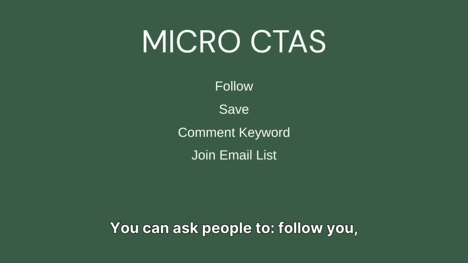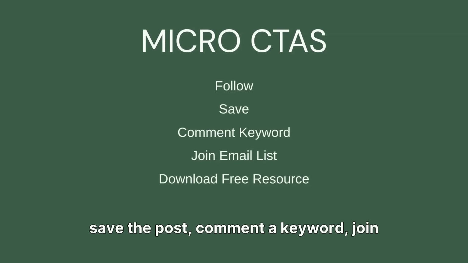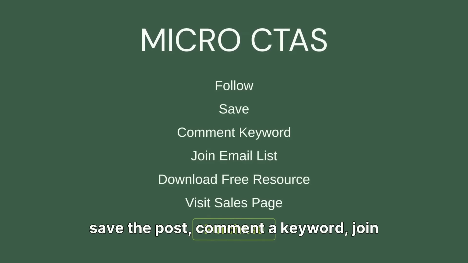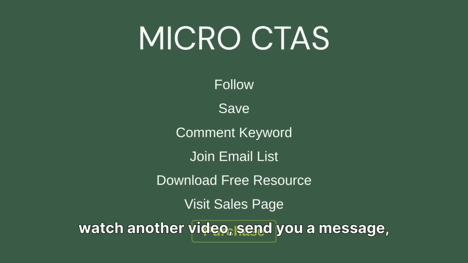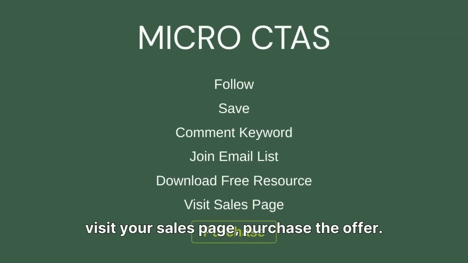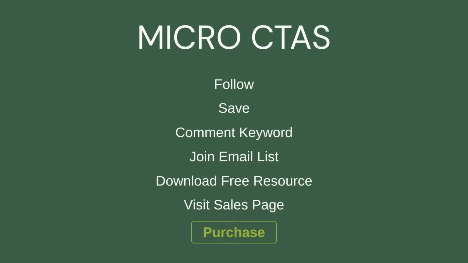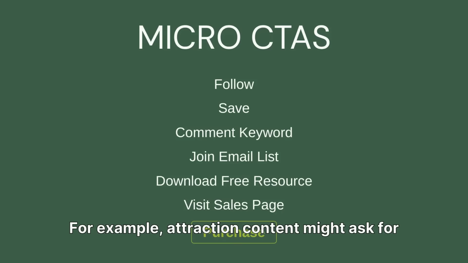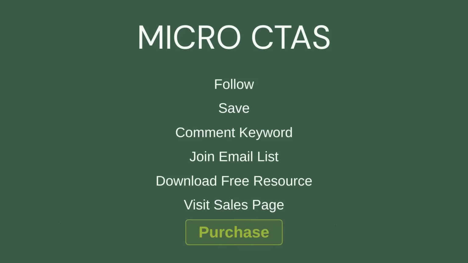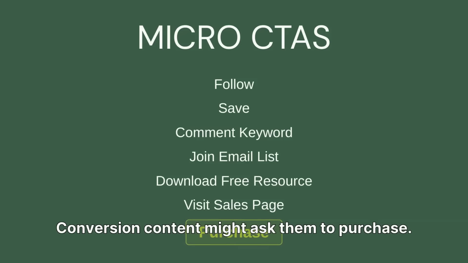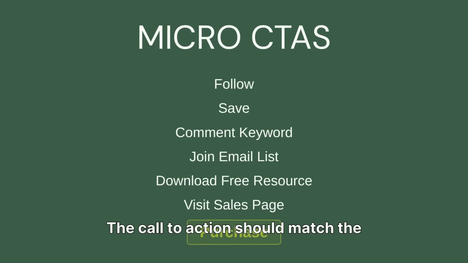You can ask people to follow you, save the post, comment a keyword, join your email list, download a free resource, watch another video, send you a message, visit your sales page, purchase the offer. These actions move people forward. For example, attraction content might ask for a follow. Nurture content might ask someone to download a free resource. Conversion content might ask them to purchase. The call to action should match the stage of the content.